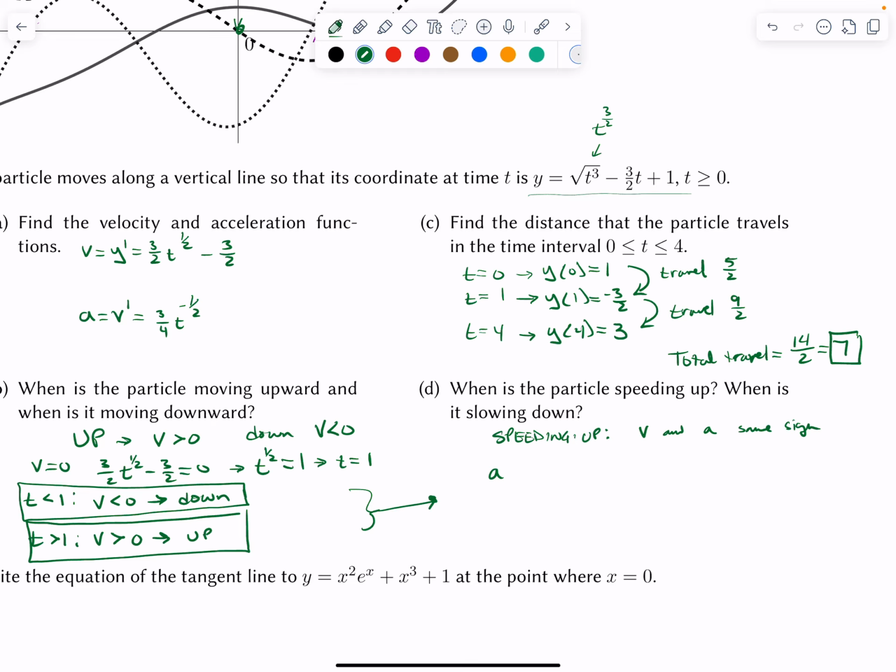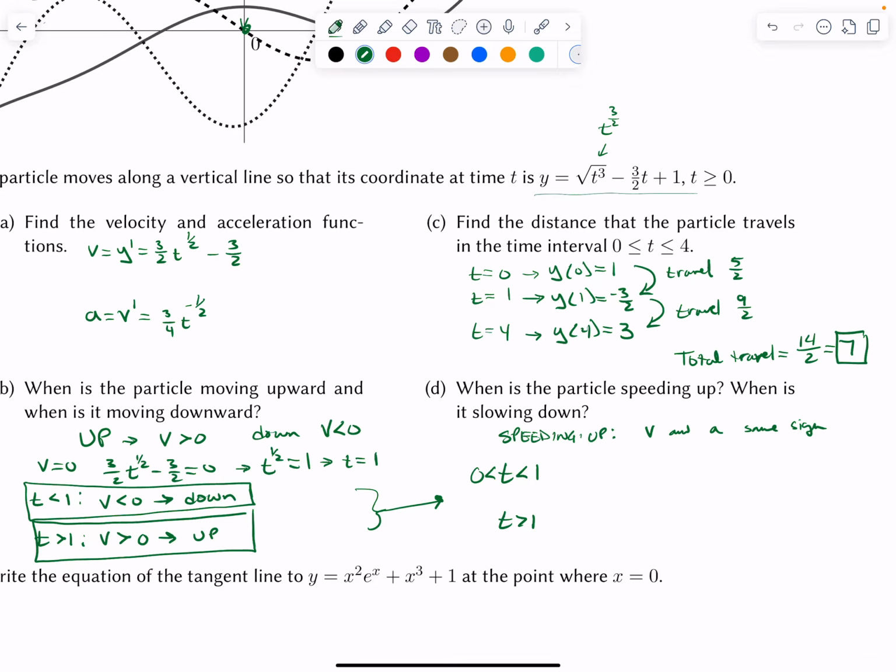So here, let's do this. t is less than 1 and t is greater than 1. I think these are the only situations that we're going to need to, I suppose technically we should do that. Let me get rid of this.